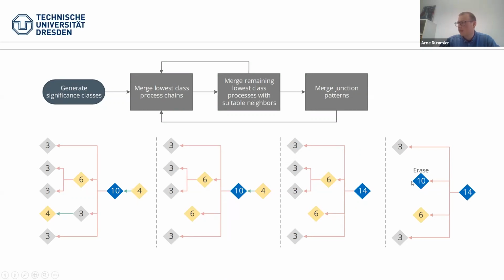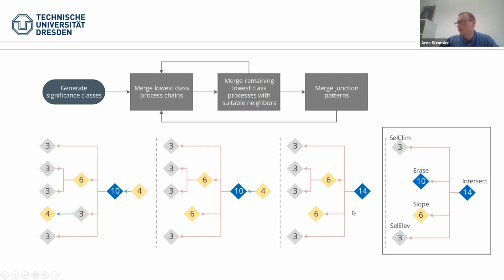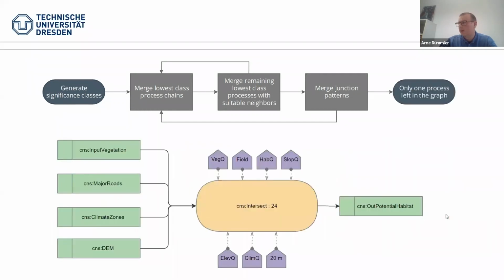And now in the last step, only this junction pattern is left, which we finally merge and land with a single process left in the graph, which is called intersect. It has 7 parameters, 4 input parameters, 4 input data sets, and 1 output data set. And the generalization algorithm stops because there's only 1 process left. So yeah, that's it from me.